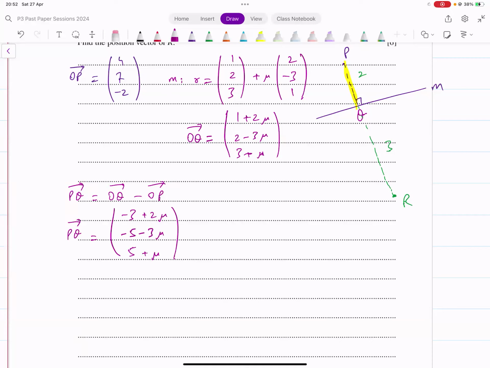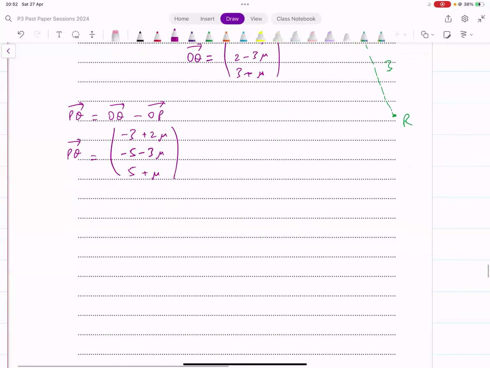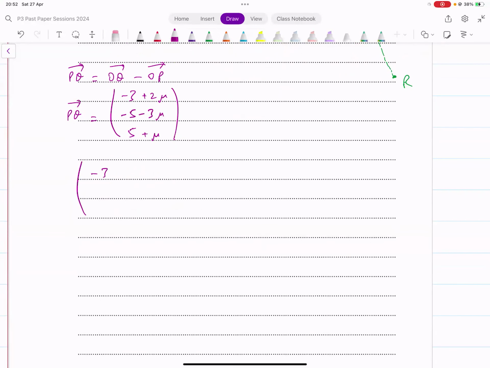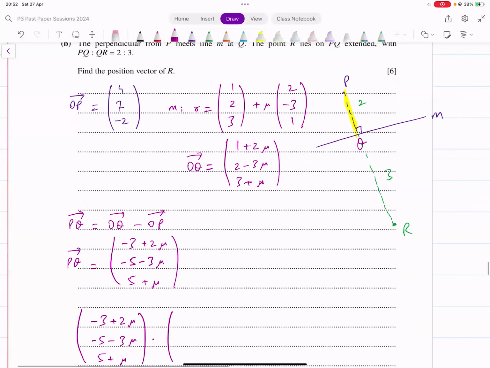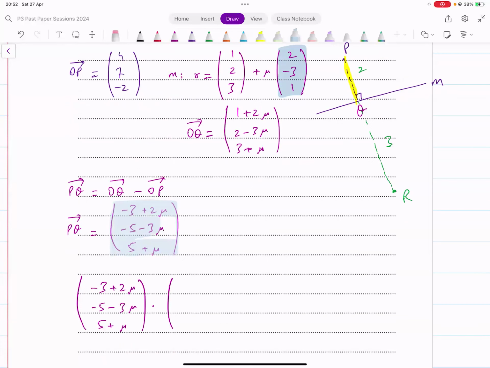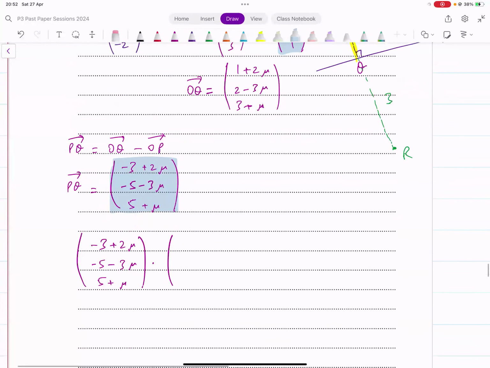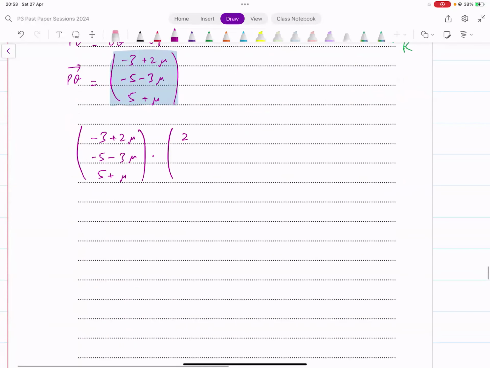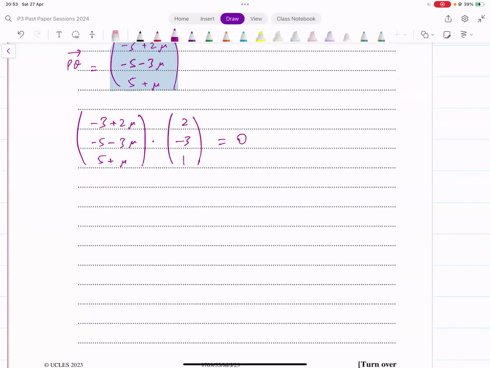And now since PQ is supposed to be perpendicular to the line M, what we can do now is put the dot product of PQ, that's (minus 3 plus 2 mu, minus 5 minus 3 mu, 5 plus mu), dot product of this with the direction vector of the line M, that's this. So basically we're using this vector here, the direction of line M, and the vector PQ. Their dot product is supposed to be 0 because they're perpendicular to each other. (2, -3, 1), that's the direction vector of the line M. Their dot product has to equal 0. Okay, let's find this dot product.